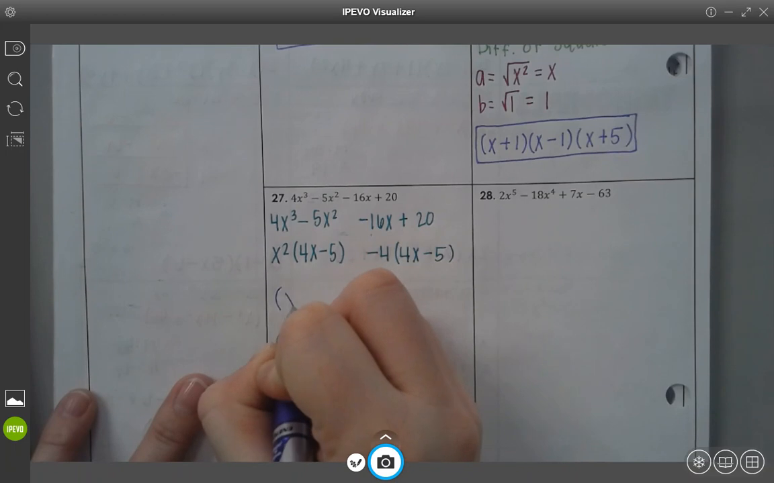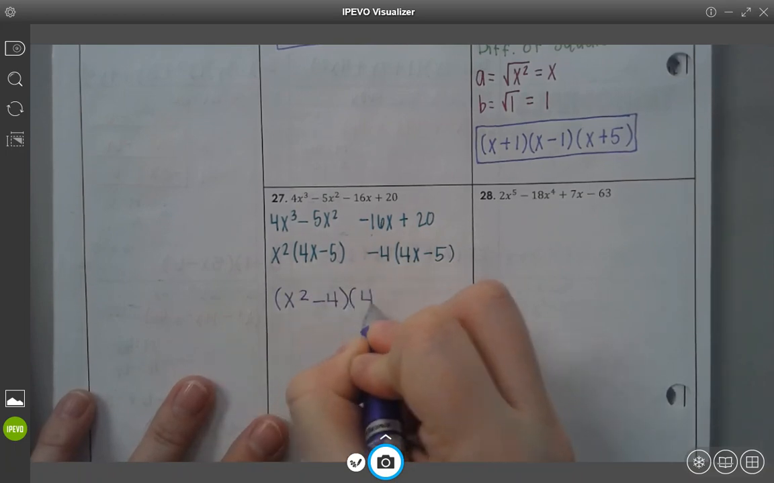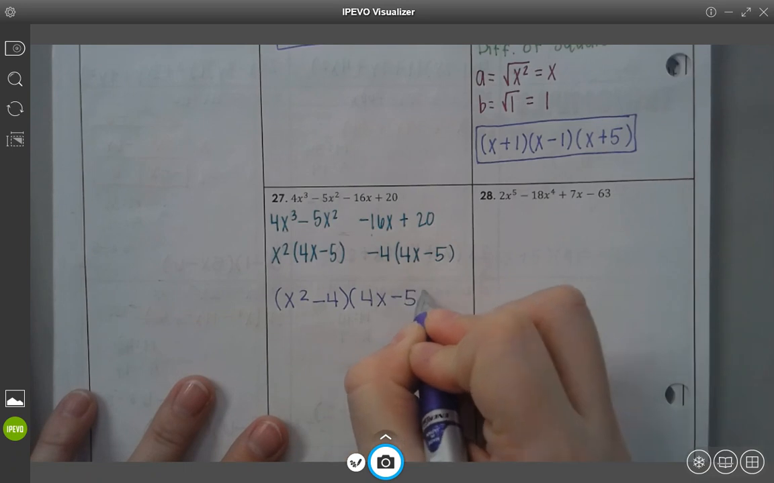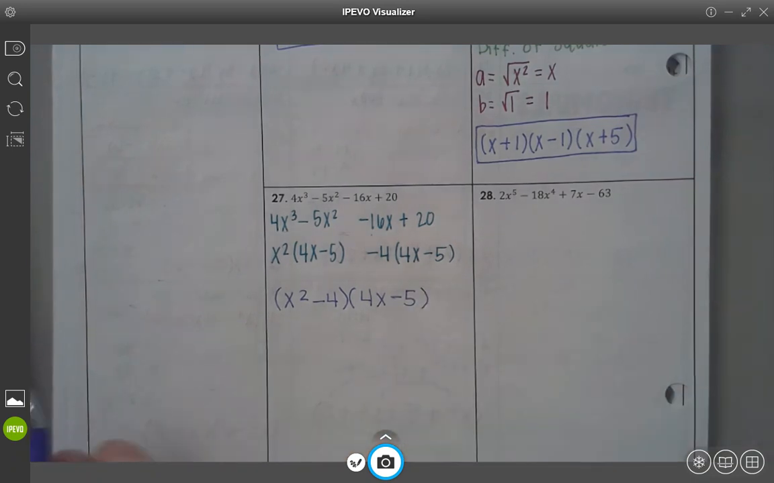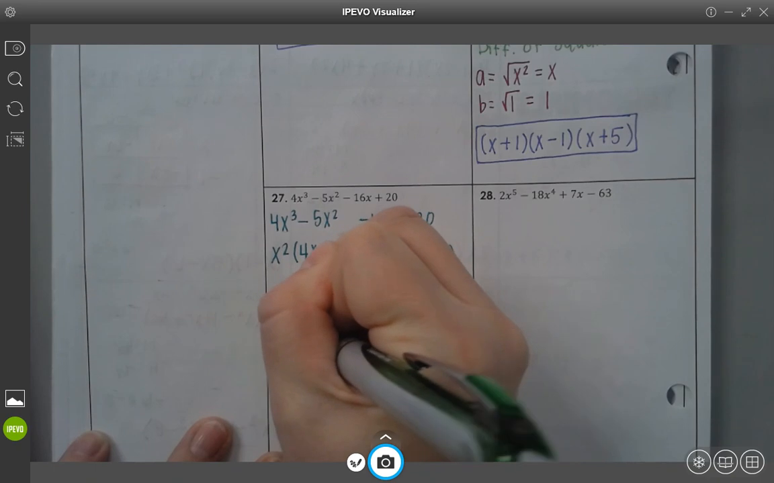So then we have x squared minus 4 and 4x minus 5. Can I factor either of these again? The first one, it's a difference of squares.